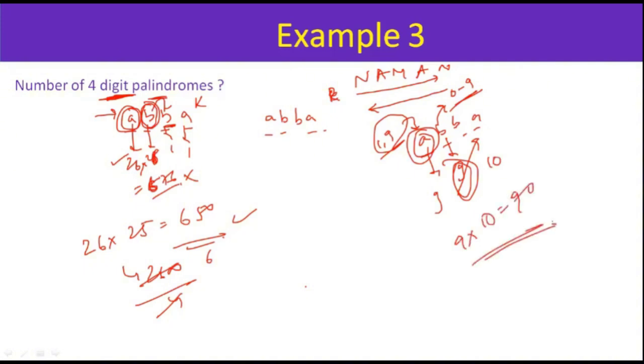Clear, everyone who did not get 90? Is it clear? Just say yes, no. Yes. Yes, sir. Yeah. So what if all the 4 digits are same?